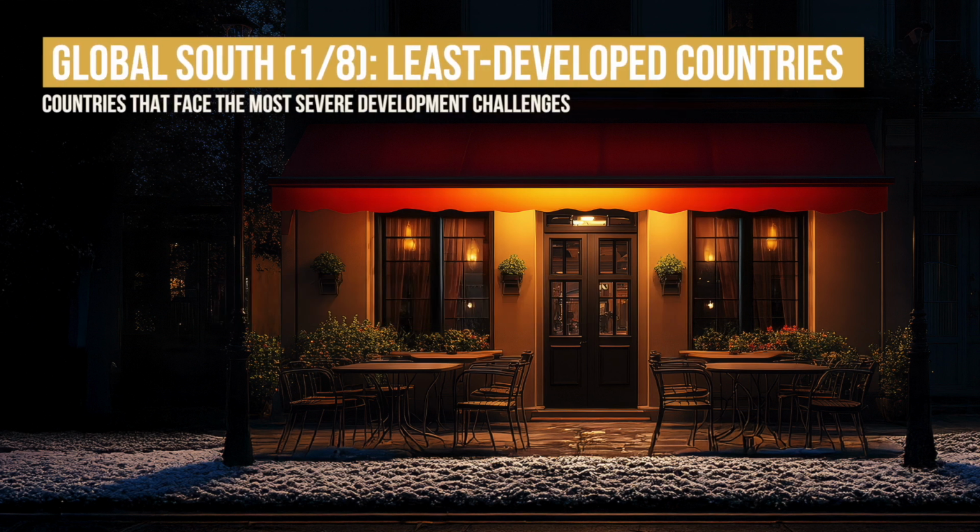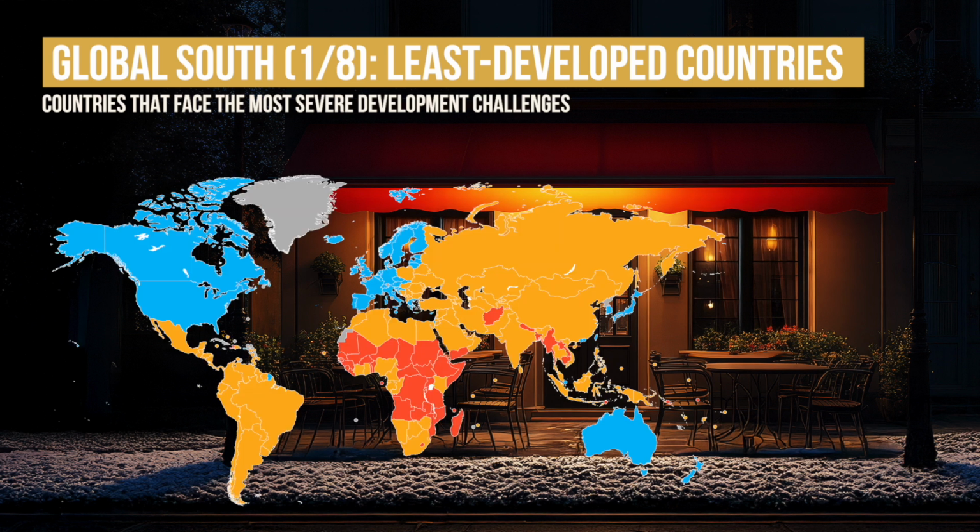So with all that in mind, let's turn to the global south, which is sort of the mirror image of the global north. Because the more we learn about the global north, the more we learn about what the global south is not. So it may be a good idea to start with the least developed countries, or LDCs, designated with red color on the map. LDC is an actual category created by the United Nations decades ago to identify countries that face the most severe development challenges.